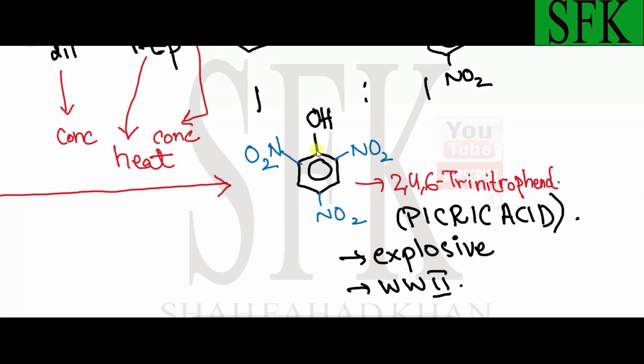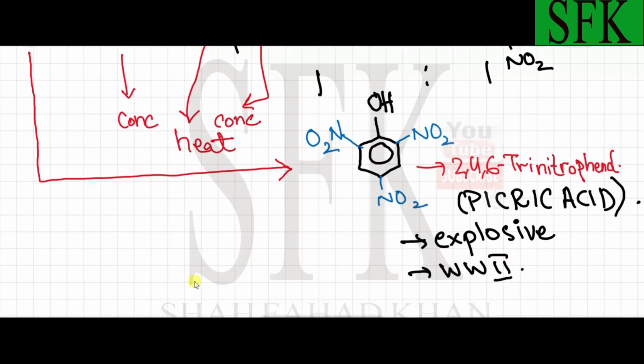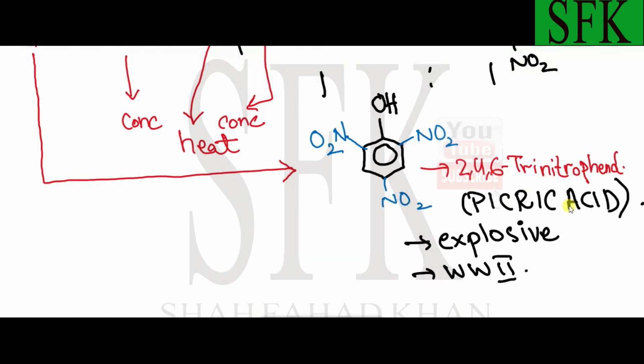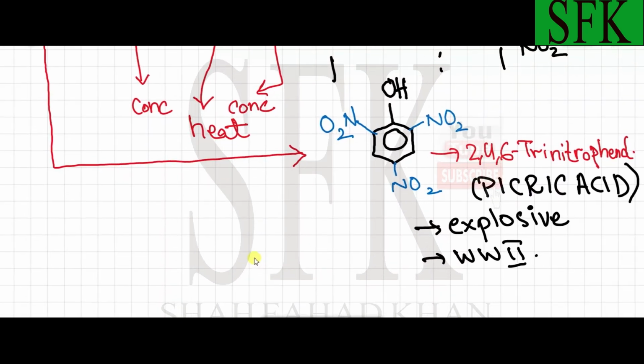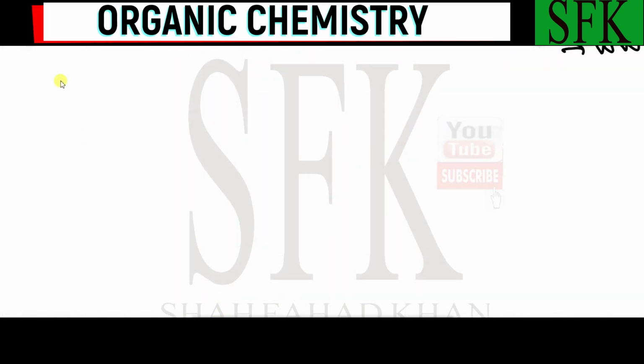So 2,4,6-trinitrophenol, or picric acid, was used in World War II, and this is also a benzene derivative, and it's explosive like TNT that we did in the previous videos. Trinitrotoluene, trinitrophenol is also explosive. Now let's go on to the next reaction of phenol, and this reaction has been frequently tested in past papers. Basically, all the reactions of phenol are frequently tested in past papers, so better do them very nicely and carefully. Halogenation of phenol.